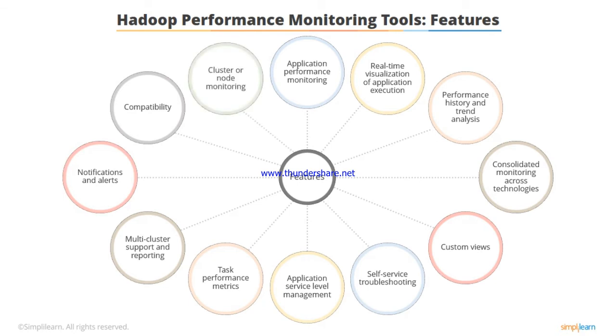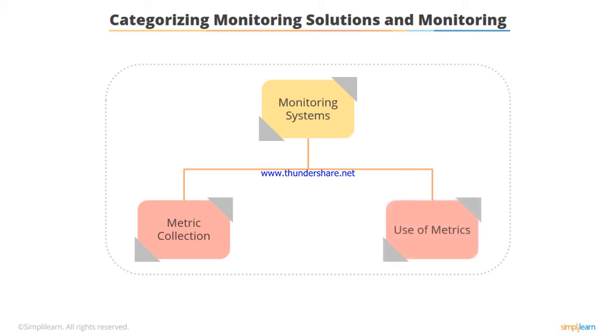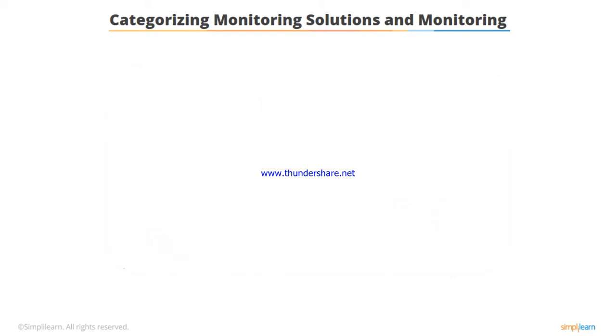Now, let's learn about the categories of monitoring solutions. Monitoring systems can be categorized based on two components. Metric collection. The solution should be capable of collecting metrics from a source such as a Hadoop cluster. Use of metrics. The solution should be capable of consuming, aggregating, and presenting metrics on dashboards. The solution should be able to use raw metrics for diagnosis and analysis and should provide alerts when required.